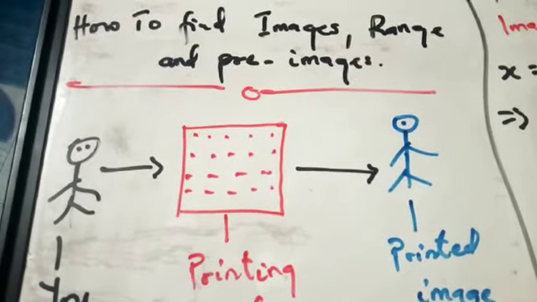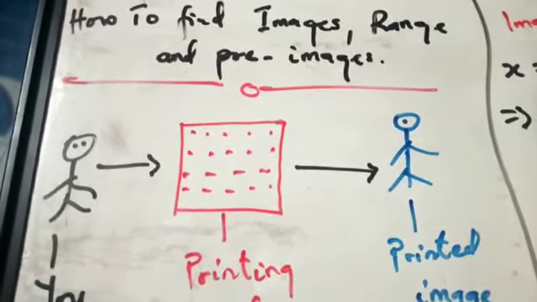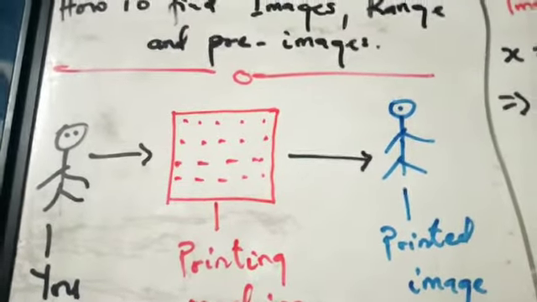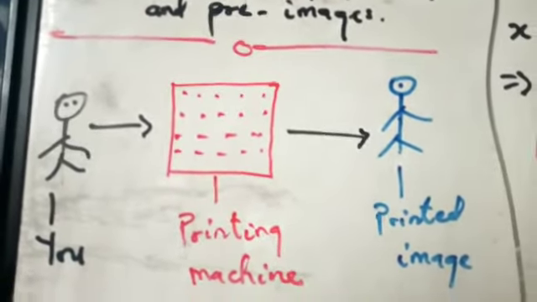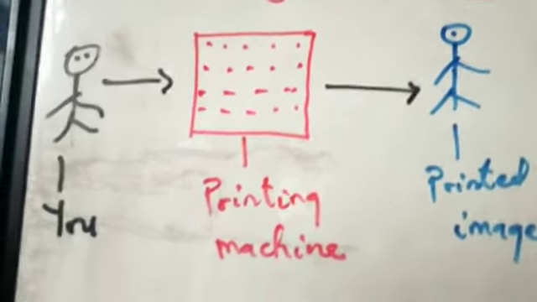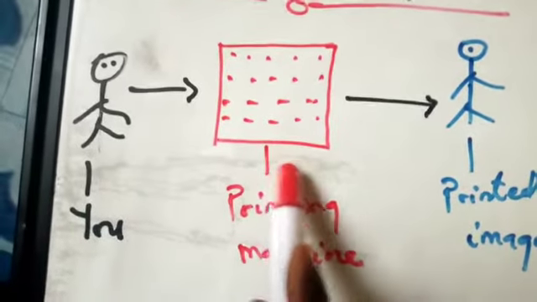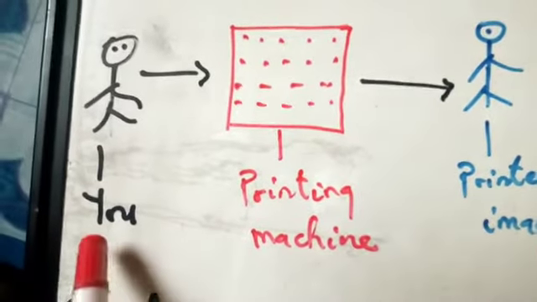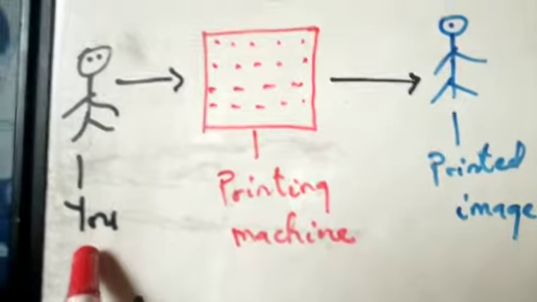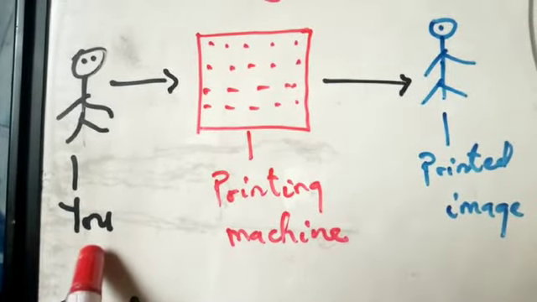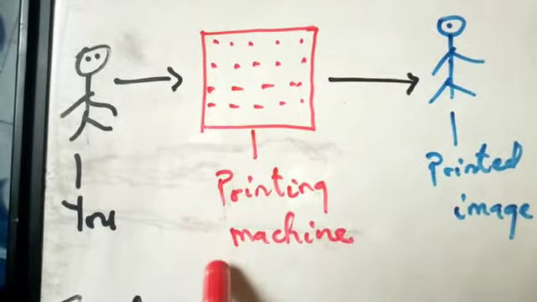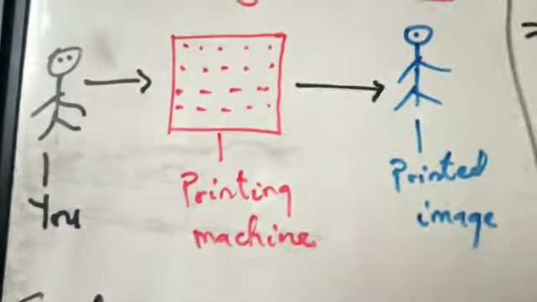Let's get the idea of images, range, and pre-image under functions. I have a very nice diagram here to demonstrate that. Suppose this is a printing machine, and maybe this is your image, your raw image. When you take a picture of your raw image, you must print it, then we get a printed image. Is that okay?